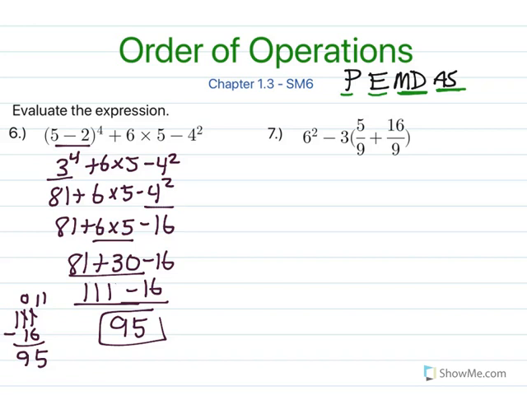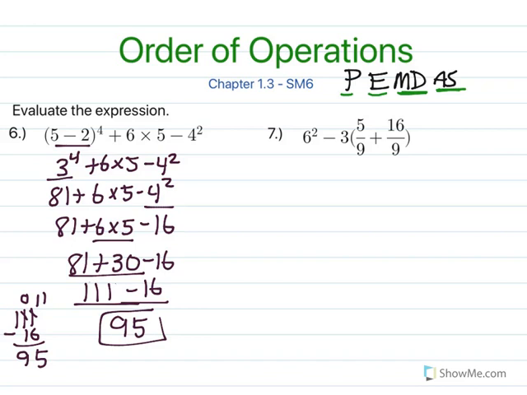All right, let's look at our last problem here on this page. Then we have one more to do after this. So we have 6 squared minus 3 parentheses 5 ninths plus 16 ninths. Don't freak out over the fractions. It's not as bad as you think. So let's go ahead and try this out.